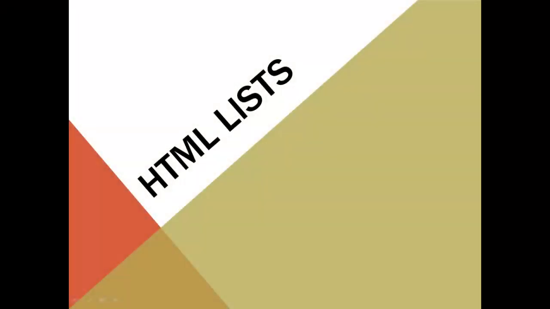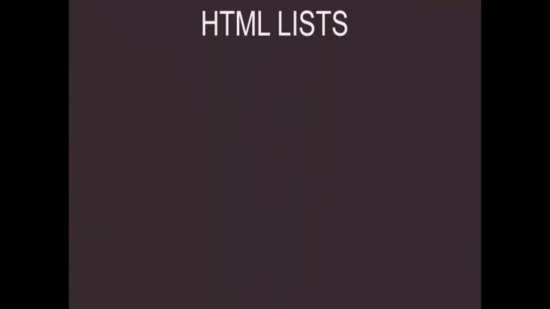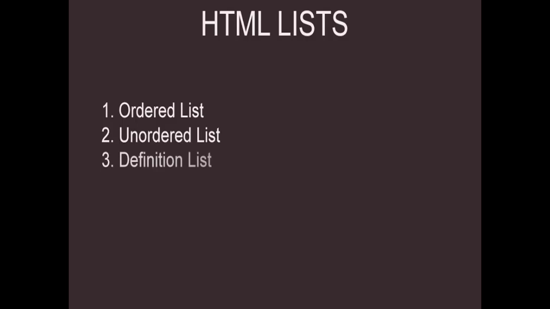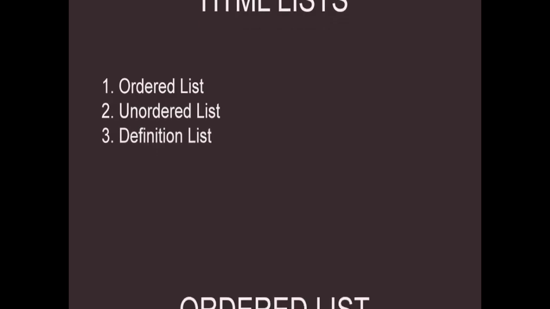HTML allows us to create three different kinds of lists: ordered list, unordered list, and definition list. Let's understand all of these with examples. Ordered list.